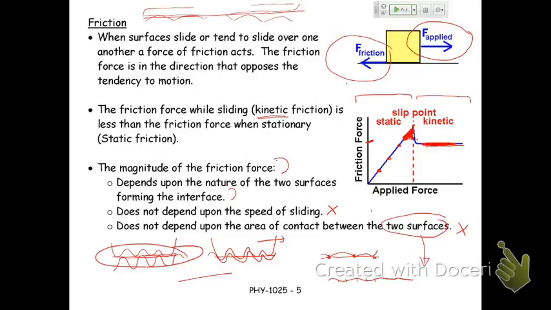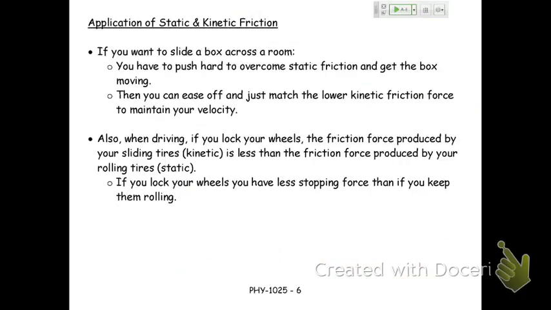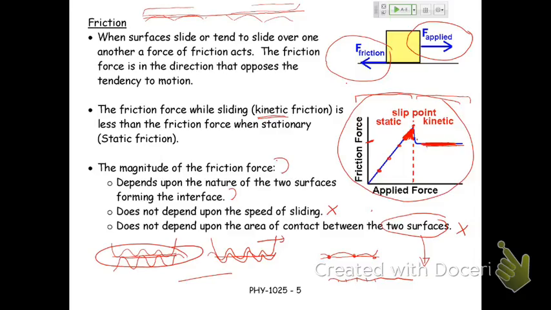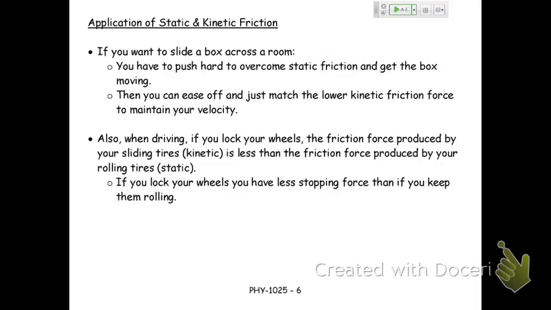Know this graph. This graph is really important to me. Okay, so then I say, application of static and kinetic friction. If you want to slide a box across a room, you have to push hard to overcome static friction to get the box moving, and then you ease off and just match the lower kinetic friction force to maintain velocity. You push, and then you can slide. It kind of makes sense.